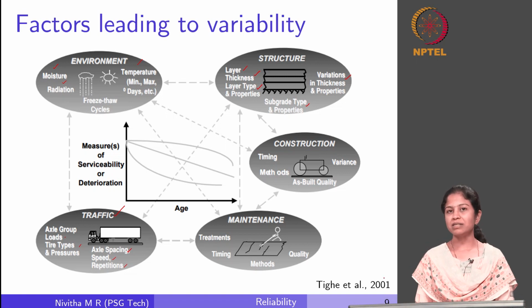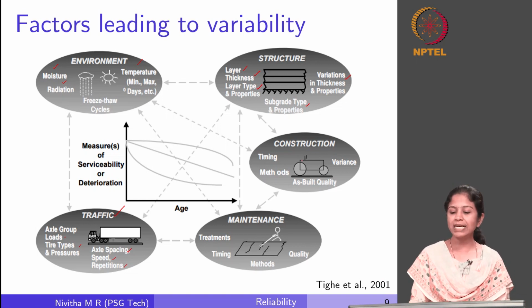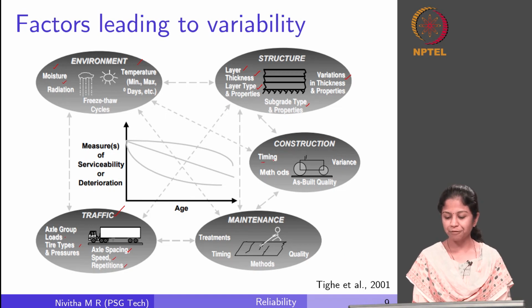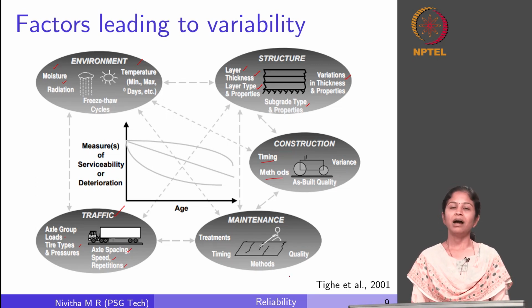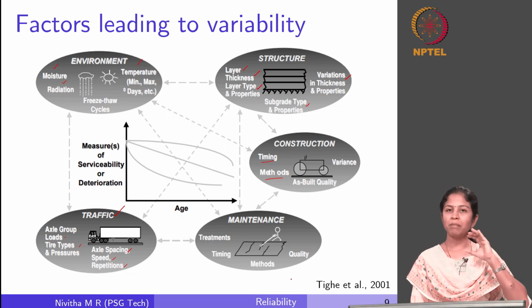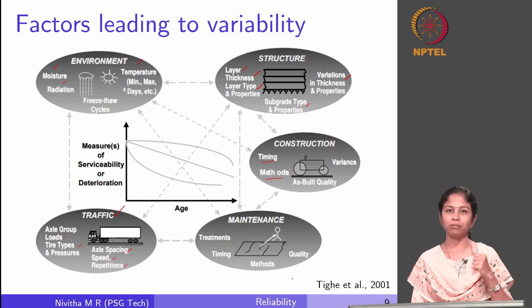Then we also have the construction practice, wherein all these design parameters are translated to the field. So, we have the time during which it is constructed, and the methodology using which it is constructed. If I am laying an asphalt layer using a paving machine which has precise control over the thickness and other things, then my layer is going to be more or less uniform.